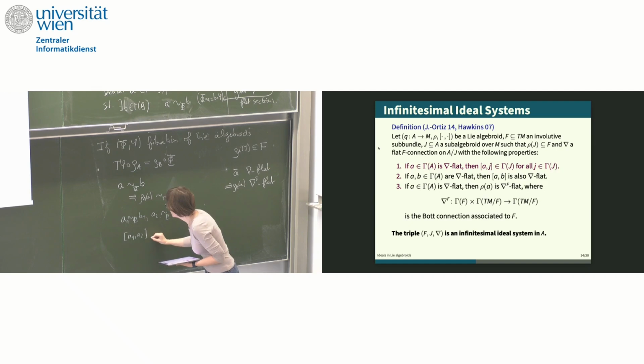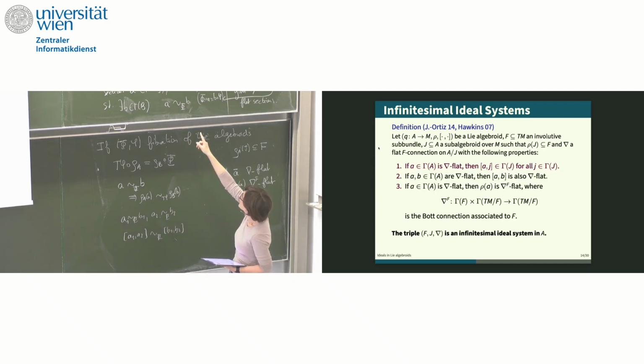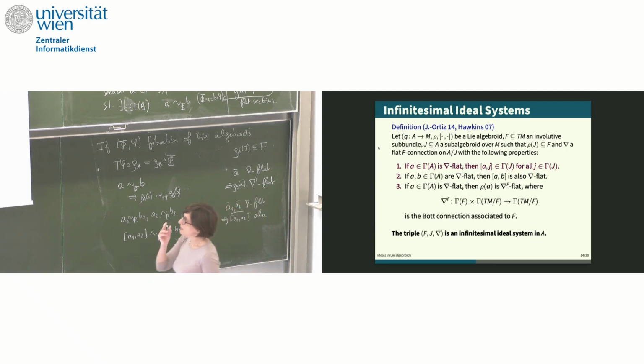You have that the bracket of A1, A2 has to be phi related to B1, B2. So sections that descend to B have to bracket to sections that descend to B, meaning that if A1, A2 are nabla flat, then the bracket of A1, A2 also has to be. And that's how you get this long definition.